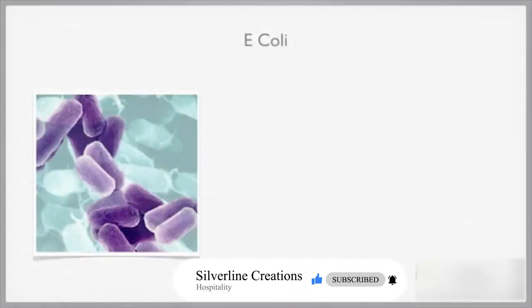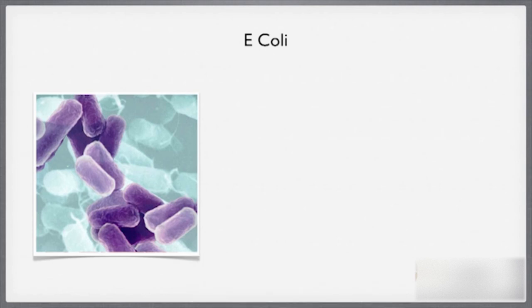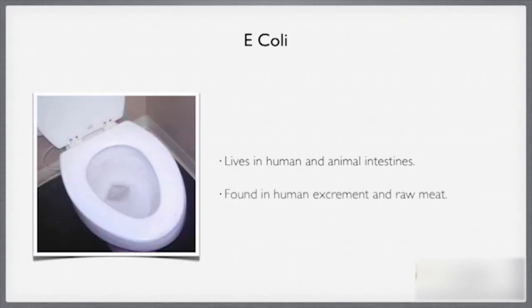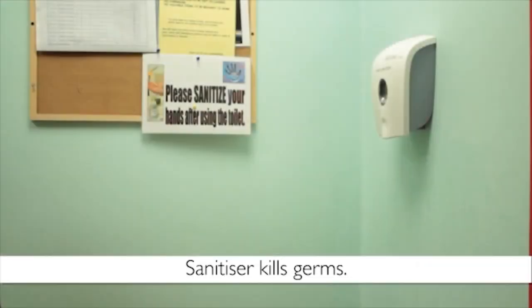Then we have E. coli. Just like Salmonella and Clostridium perfringens, E. coli also occurs naturally in the intestines of humans and animals, but it becomes very harmful in different environments and conditions outside of the body. It is also very dangerous when it is found in food, so we must take care to prevent this bacterium from multiplying. The bacterium is often found in human excrement and raw meat, and so care must be taken to maintain hygienic practices, especially correct storage.